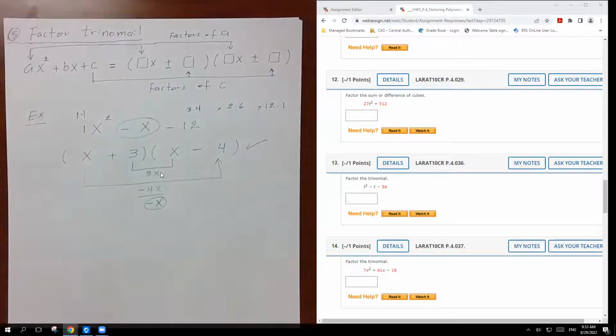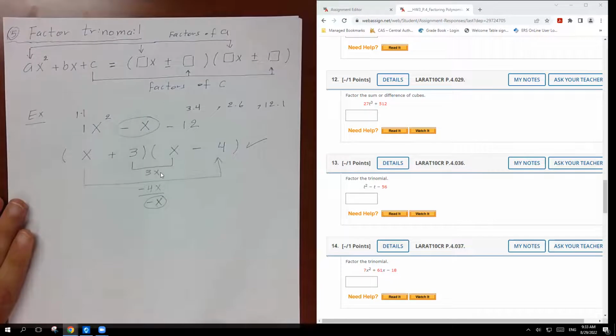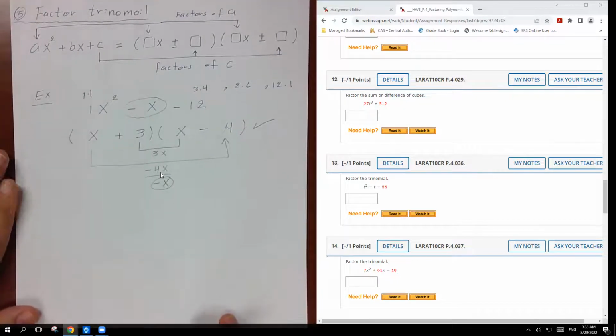Let's do another example. If you have any questions, you can ask for this one. I'm going to choose this one.